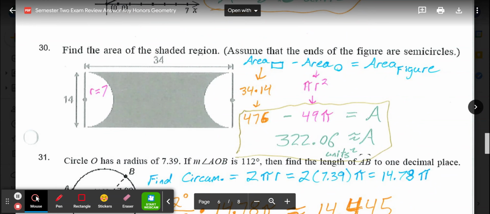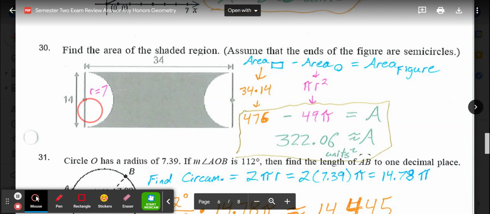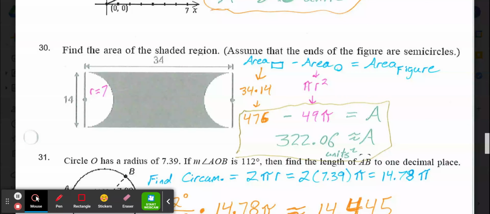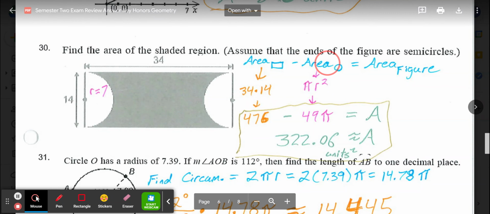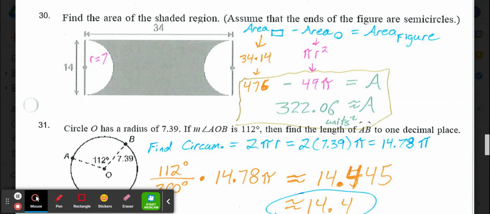Area of the shaded region would be a rectangle that's 34 by 14 minus the 2 semicircles, or a circle with a radius of 7. So area of the rectangle minus area of the circle. So area of the rectangle, 476. Area of the circle, pi times radius squared. 7 squared is 49. So our answer would be 476 minus 49 pi, which is approximately 322.06 square units.